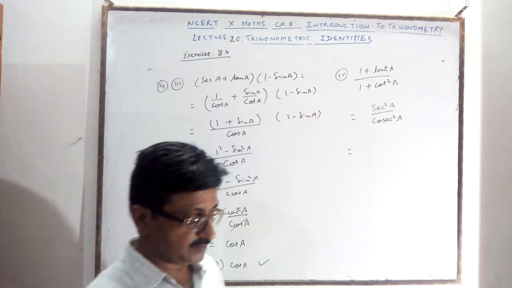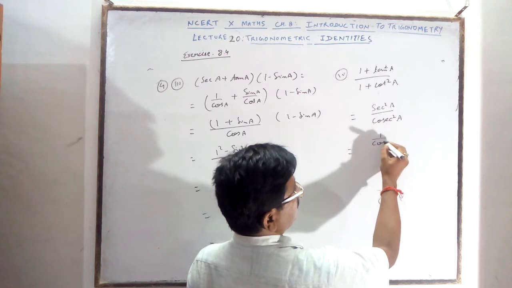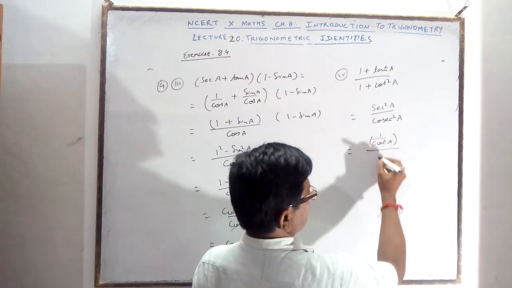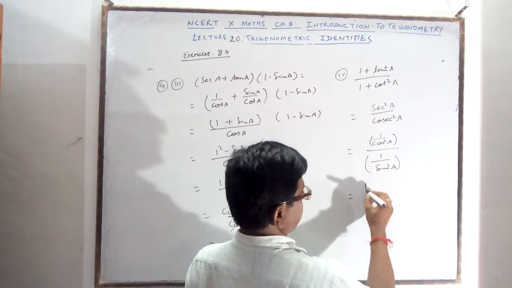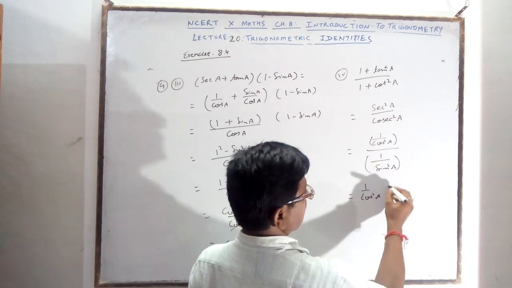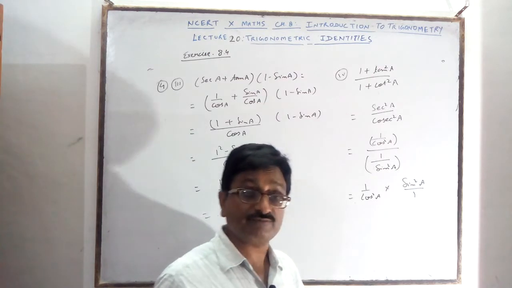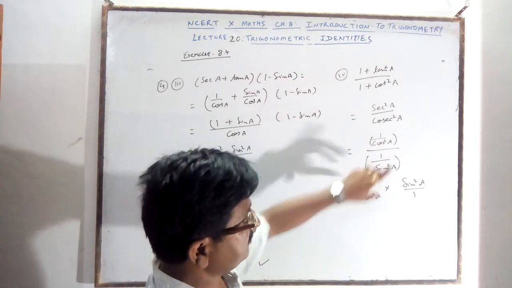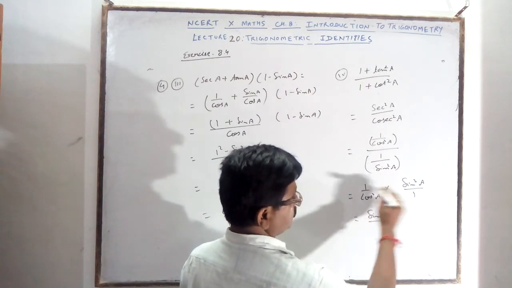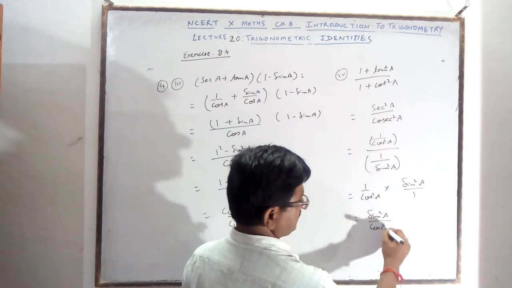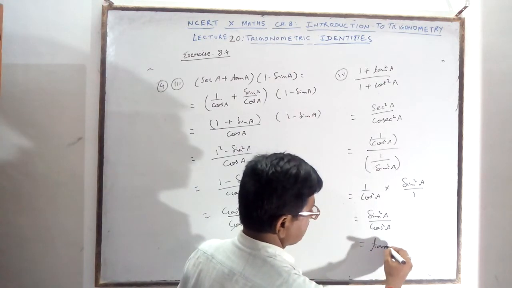Sec you write as the reciprocal of cos, so it is 1 upon cos square A. Cosec is the reciprocal of sin, so it is 1 upon sin square A. Then 1 upon cos square A. Apply the rule of fractions: when the denominator has a fraction, it becomes reciprocal. You will get sin square A into 1, cos square A into 1. What is this? Sin square A upon cos square A is equal to tan square A.